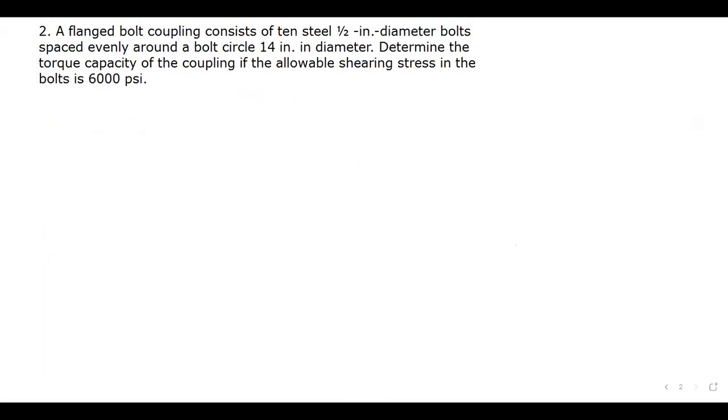So, ganun din. Parehas lang. N is equals to 10. D is equals to 1/2 inch or 0.5 inch. R is equals to 14 or 7 na lang, kasi sabi dito 14 inch in diameter. And determine the torque capacity when the shearing stress is equals to 6,000 PSI. Okay? So, solve na natin ulit.